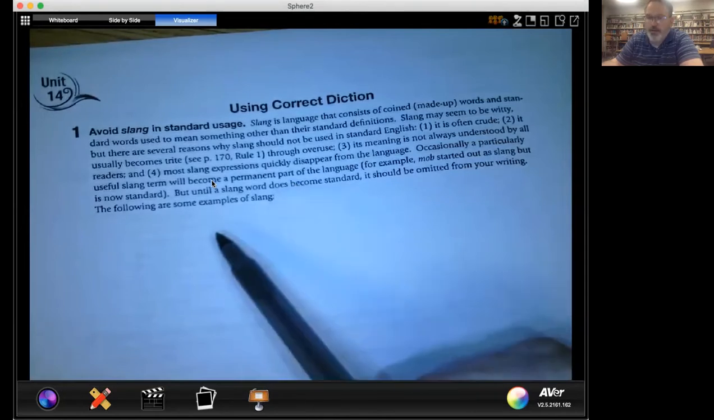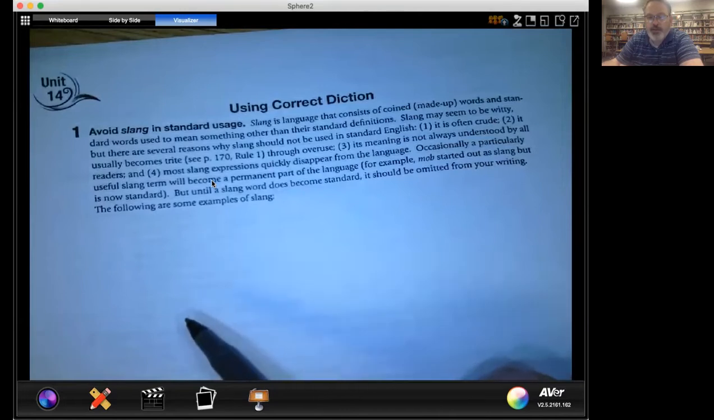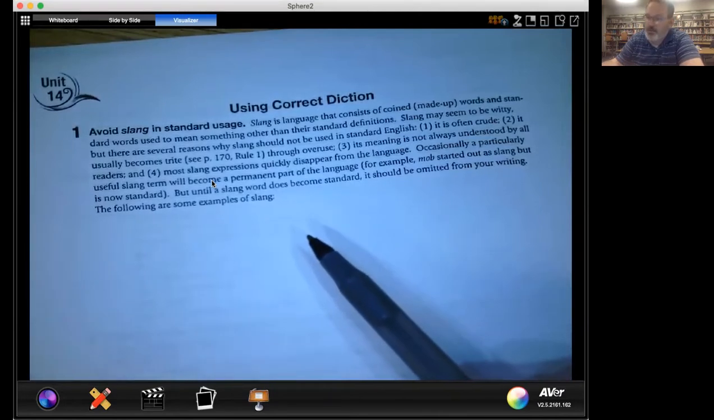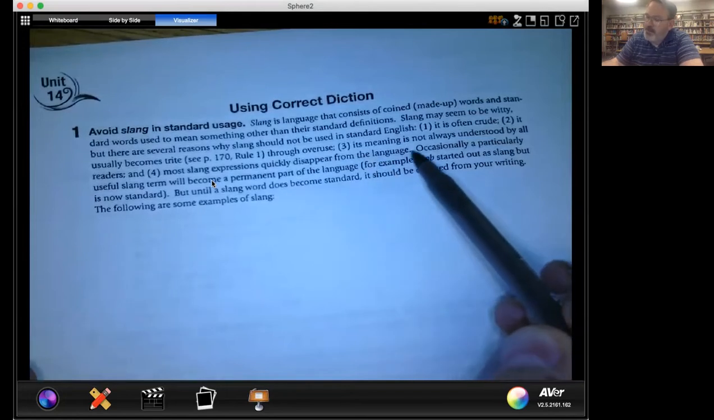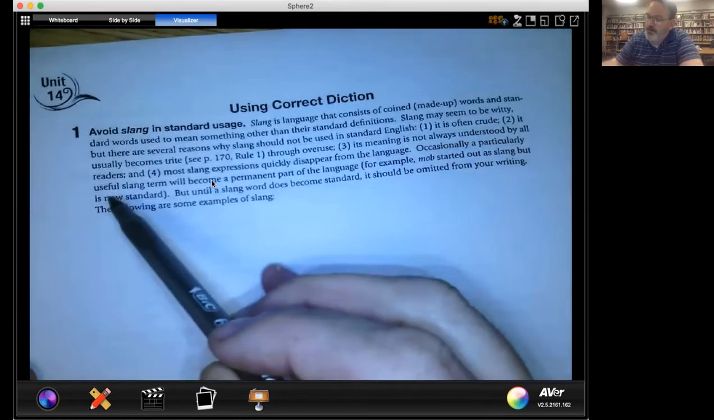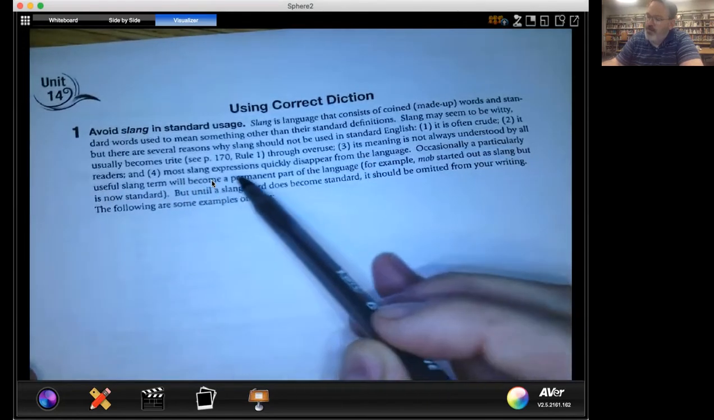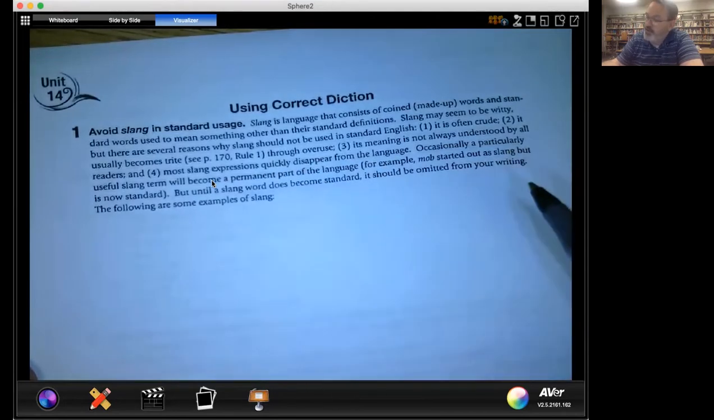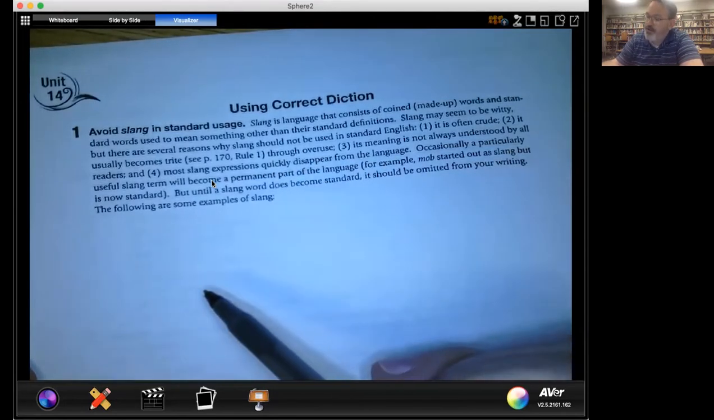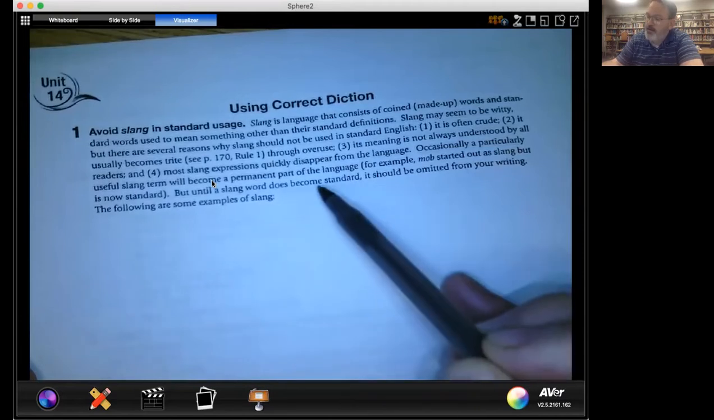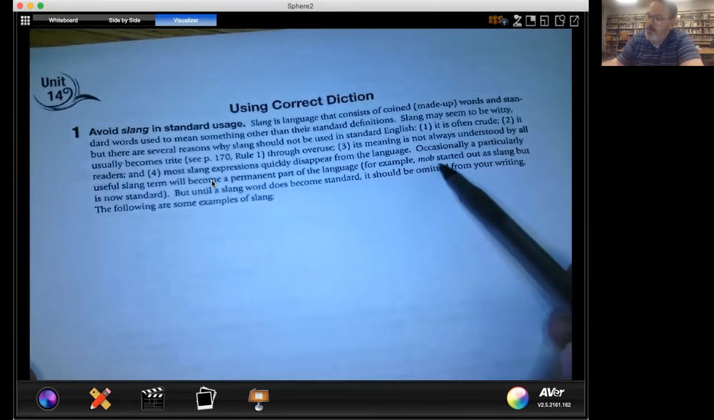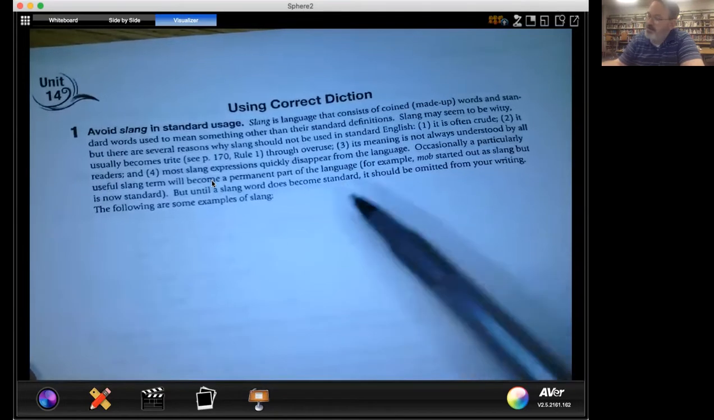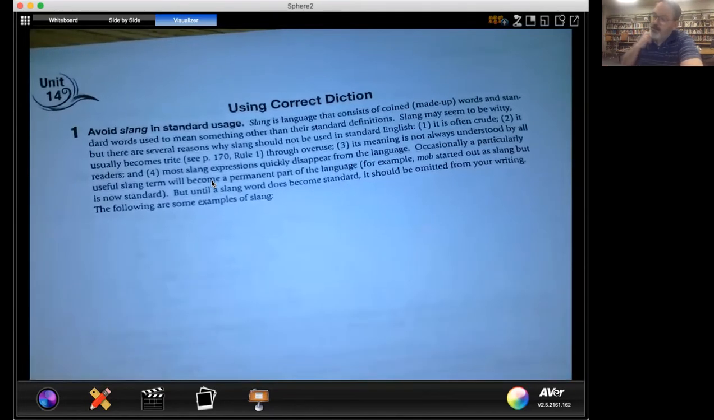We've talked about trite before. That means that it's been used so much that it no longer is as clever as it once was. Number three, its meaning is not always understood by all readers. And number four, most slang expressions quickly disappear from the language. Occasionally, a particularly useful slang term will become permanent in standard English. For example, mob started off as slang, but is now standard. But until the slang word becomes standard, it should be omitted from your writing.